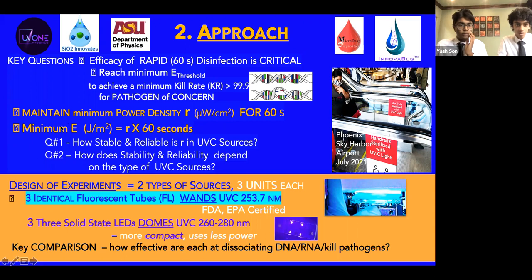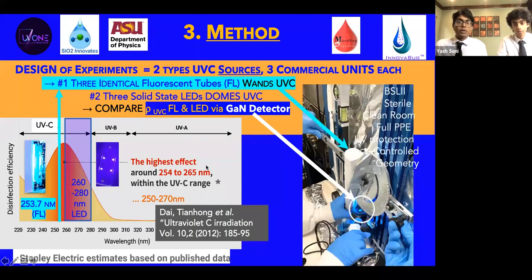Our design of experiment was that we used two types of sources of 3 units each. We used three identical fluorescent tube wands of 253.7 nanometers, which were FDA and EPA certified, and we used 3 solid-state LED domes from 260 to 280 nanometers, which are more compact and use less power. The key comparison we wanted to make was how effective are each at disassociating DNA, RNA, and killing pathogens. So the method in our design experiment was that we used 2 types of UVC sources with 3 commercial units each. We used 3 identical fluorescent tubes, which were quartz tube wands, and 3 solid-state LED domes.